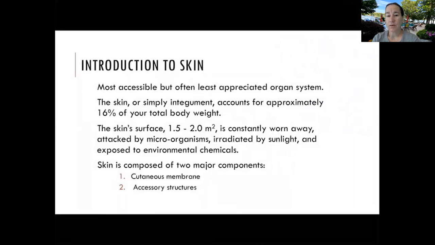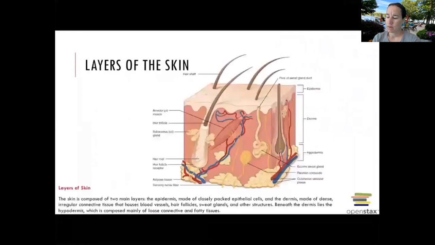So again, it is an organ system, and 16% of the body weight. And we can see these two major areas, the cutaneous membrane, epidermis, dermis, accessory structures, hair, skin, nails. All right, moving on. Layers of the skin.